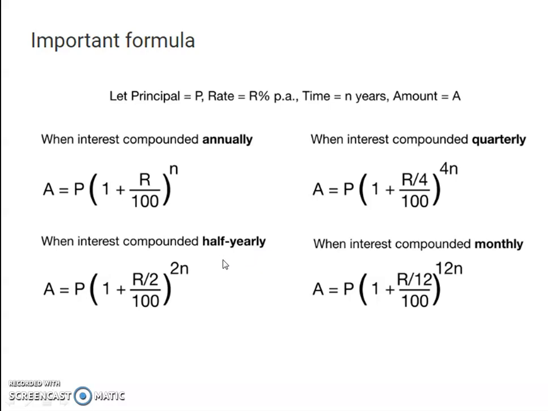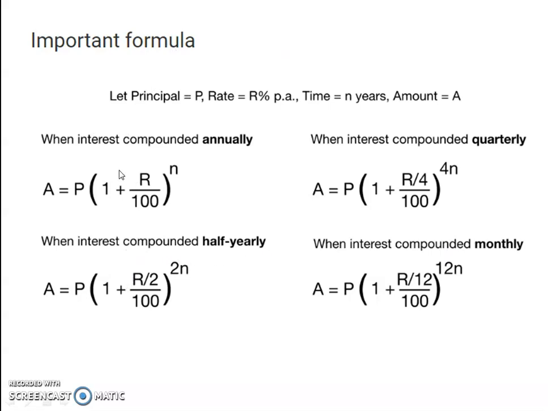Now, when interest is compounded half yearly, what does it mean? You are depositing rupees 10,000 at 10% rate of interest. But what happens is after 6 months, they will calculate a particular interest and add it to the principal. Instead of calculating after 1 year, when you are compounding it half yearly, they will calculate after 6 months. That is what we call interest compounded half yearly.